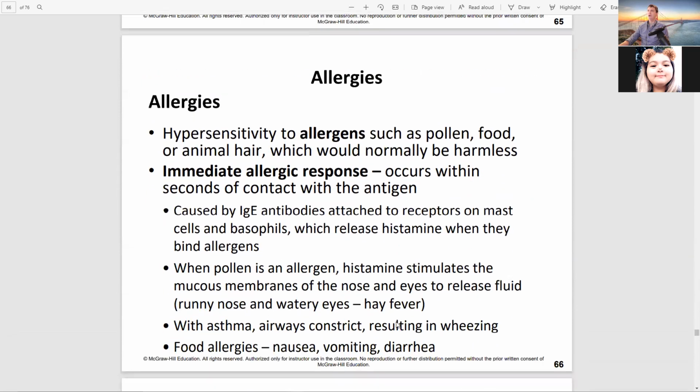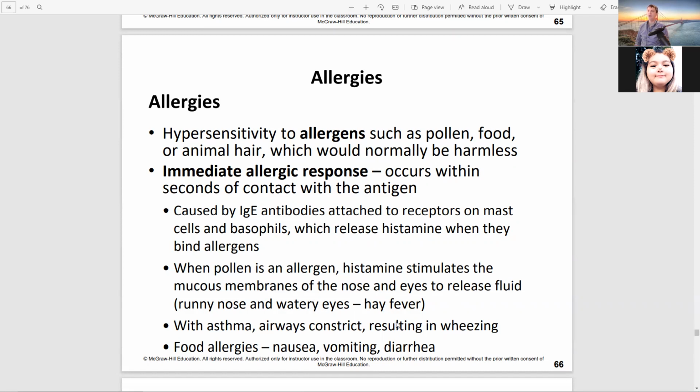So allergies are hypersensitivity to allergens, such as pollen, food, or animal hair, which would normally be harmless. An immediate allergic response occurs within seconds of contact with the antigen. This is caused by IgE antibodies attached to receptors on mast cells and basophils, which release histamine when they bind allergens. When pollen is an allergen, histamine stimulates the mucous membranes of the nose and eyes to release fluid. This is why you have a runny nose and watery eyes during hay fever.